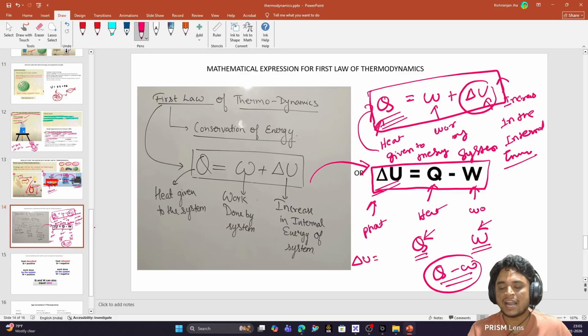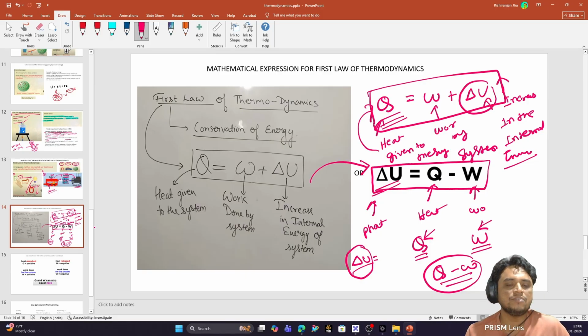Why am I saying that Q minus W is path independent? Because delta U is the internal energy, and we have already discussed that internal energy is a state variable. It's an extensive state variable, and we have also studied that state variables are path independent. So if delta U is path independent, I can say that Q minus W is also path independent. This was the basic takeaway that we can understand from the first law of thermodynamics.